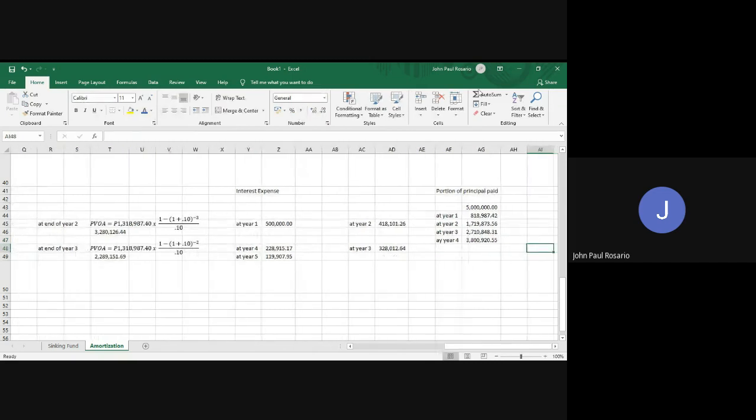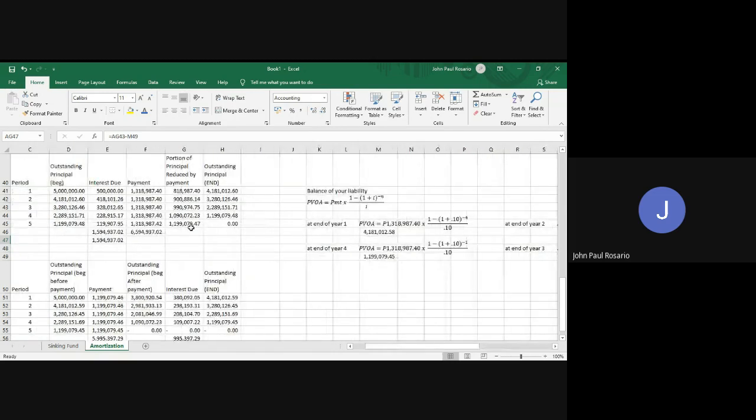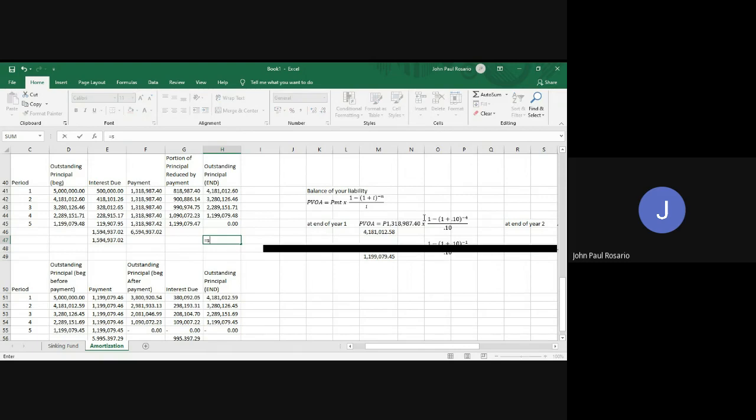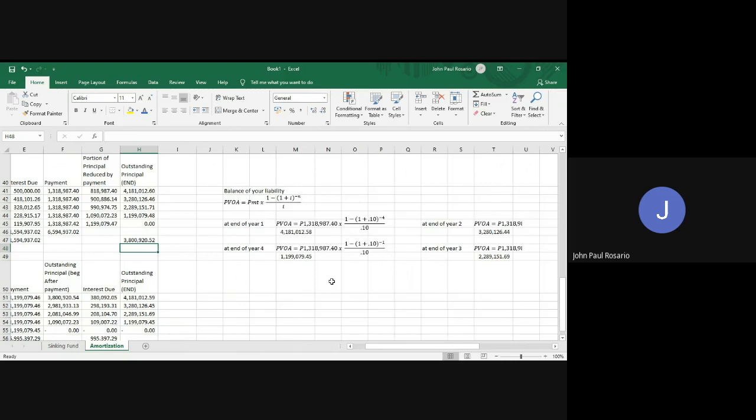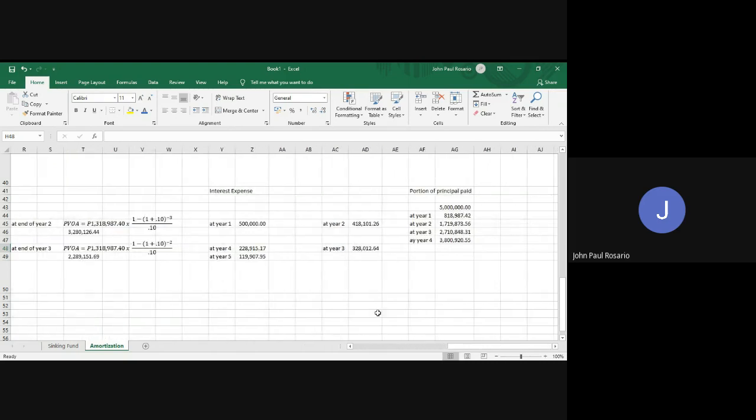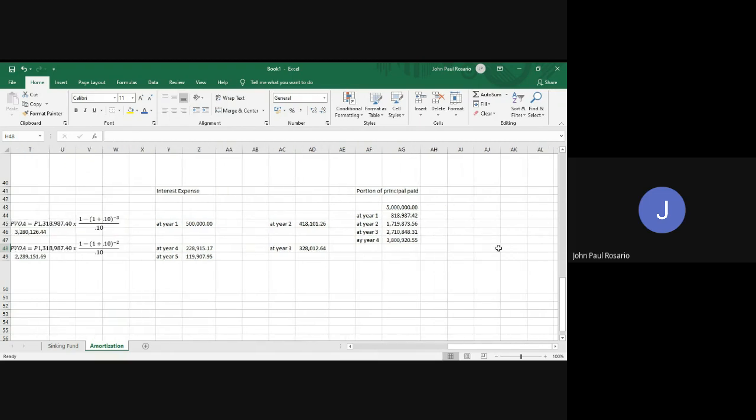Okay, so let's check our portion of principal paid at year 4, no? So here, if you would look at it sa inyong table, kung imo nang i-add tanan hangtod year 4, so this equals 3,800,920. Okay? So that's how you do it. Tapos kung may input ka of the total payments, for example, total how much interest was paid for the first 4 years.